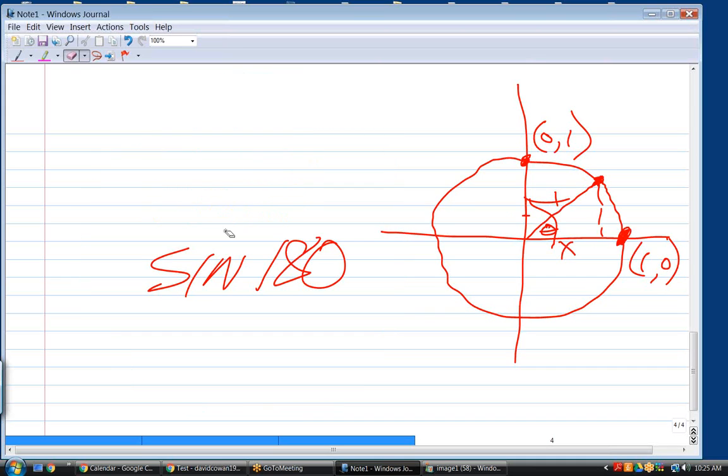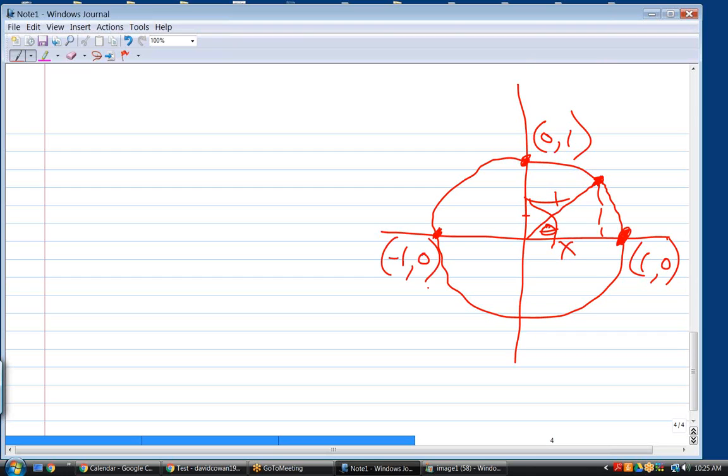Right, and 0 is the same as 180, and 90 is the same as 270. Let's put, what's that point? That point is minus 1 comma 0. So what's the cosine of 180? Cosine of 180 is minus 1. Right, it's this number right here. Right. What's the sine of 180? 0. Correct.